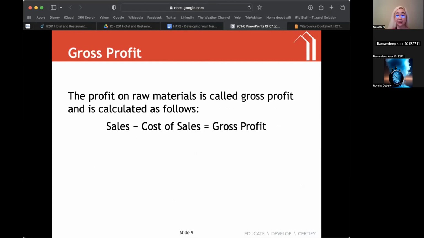Royal, can you read the slide, please? The profit on raw materials is called gross profit and is calculated as follows: sales minus cost of sales equals gross profit. Right. So your sale is not equal to your profit. You have to lessen or minus the cost of sales before you can get your gross profit. And gross profit is different from net profit because from your profit, you also have to minus the taxes. It's similar to gross income and net income.